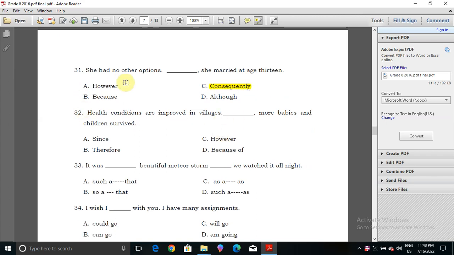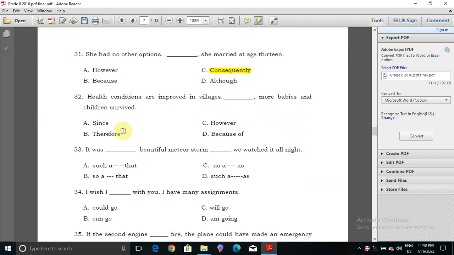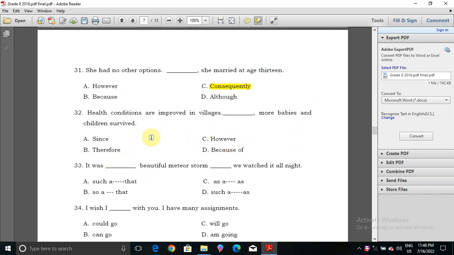Okay, now in question number 32: "Health conditions are improved in villages. Dash more babies and children survived." Here, what will it be? Since, however, therefore, or because of? The answer here will be "therefore." Why? Because here, if you can see, health conditions are improved in villages.